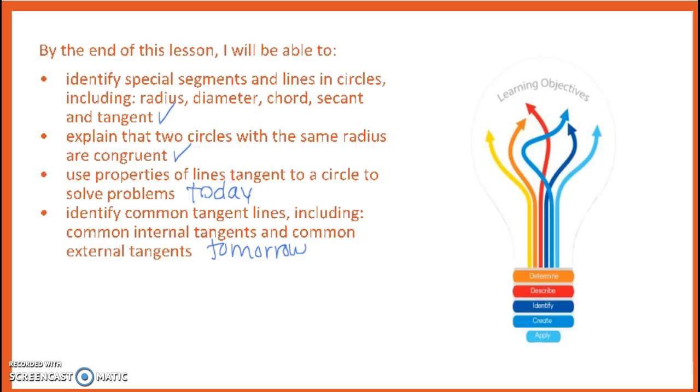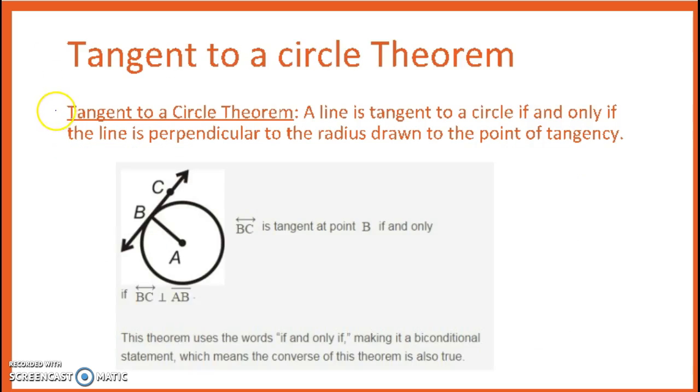So to start off today's class, we are going to take a look at two theorems. Our first theorem is the tangent to a circle theorem. This theorem says that a line is tangent to a circle if and only if the line is perpendicular to the radius drawn at the point of tangency. So the four words "if and only if" tell us that this is a biconditional. And a biconditional statement is one that is true going in both directions.